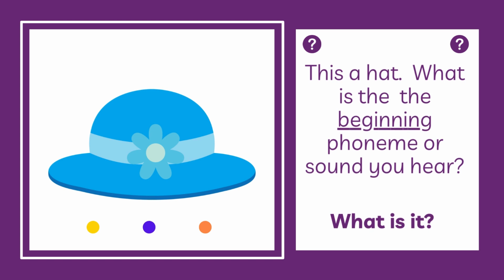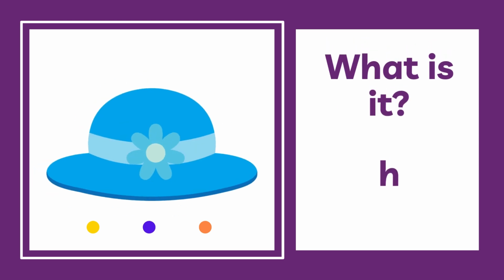This is a hat. What is the beginning sound or beginning phoneme do you hear? Let's do hat. Don't forget to touch your shoulder. A. One more time. Touch your shoulder. Let's do it together. A. Which one is the first sound do you hear? Is it the yellow one? Is it the blue one? Or is it the orange one? If you say A, you are absolutely correct.